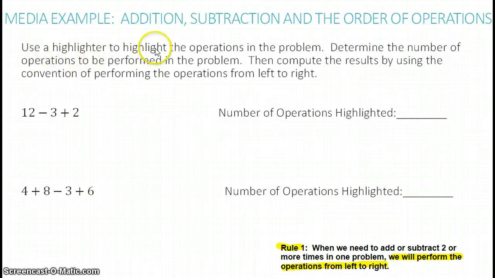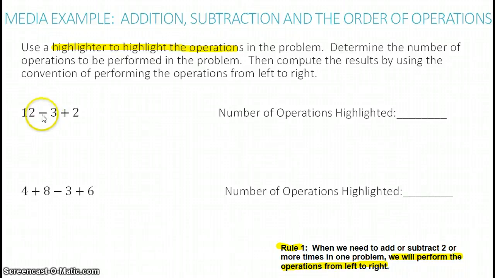Use a highlighter to highlight the operations in the problem. Determine the number of operations to be performed in the problem, then compute the results by using the convention of performing the operations from left to right. So I want you to use the practice of using a highlighter to highlight the operations. This is going to be really important for you to learn to zoom into what's an operation and what's representing a sign of a number.